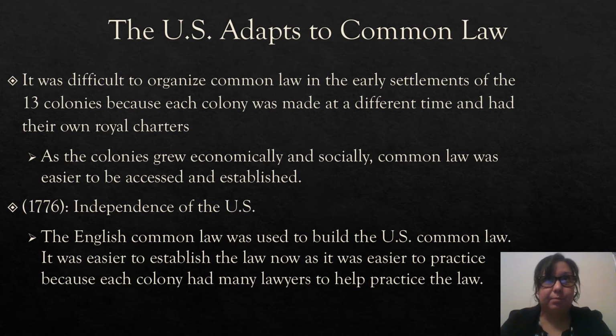But this had some problems with the 13 colonies, because each one was created at a different time and had different royal charters assigned to them. So as they grew economically and socially, of course, it became more unified and easier to access common law and let it be established. So by 1776, in the independence of the U.S., everybody was more unified, there were more lawyers, everybody was able to establish better unification when it comes to common law, so it was easier to practice it among the country.